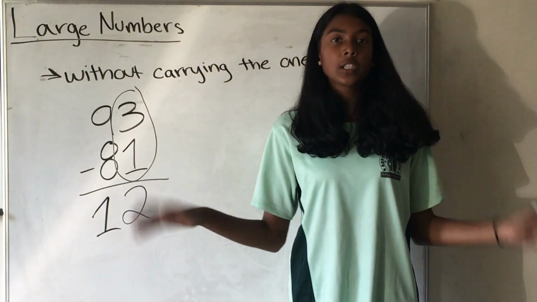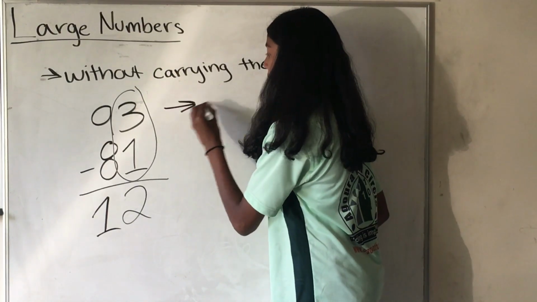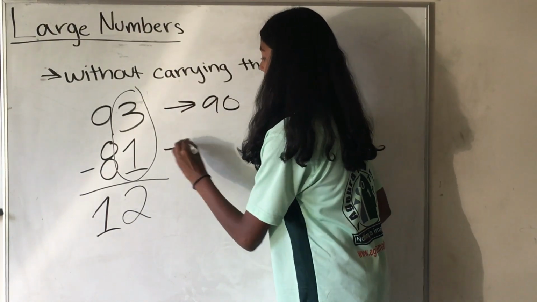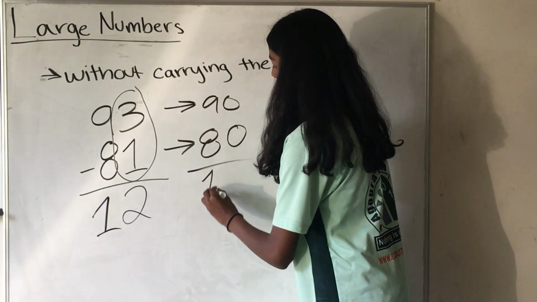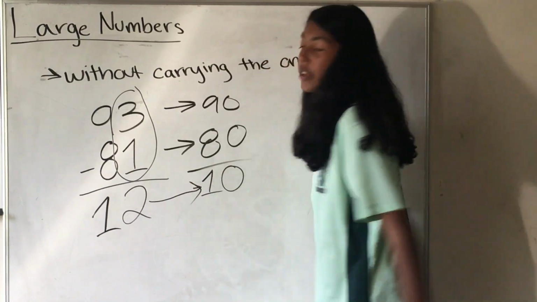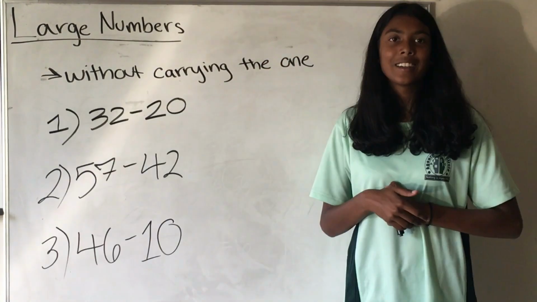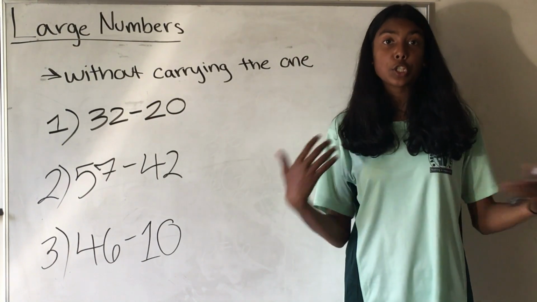So let's just make sure we're right once again. 93 rounds to 90, and 81 rounds to 80. 90 minus 80 is 10, and 12 rounds to 10. So we're good.